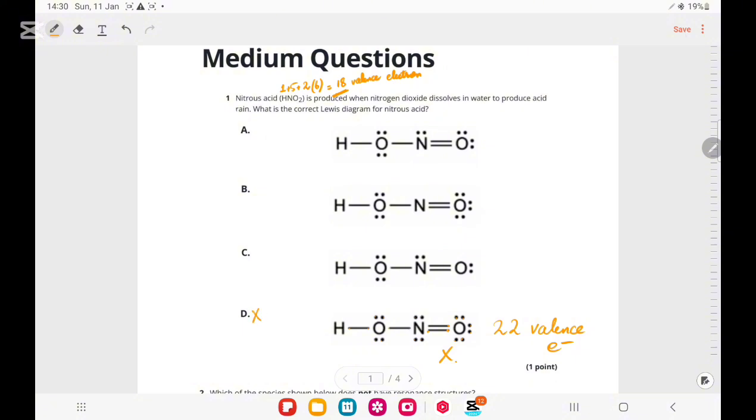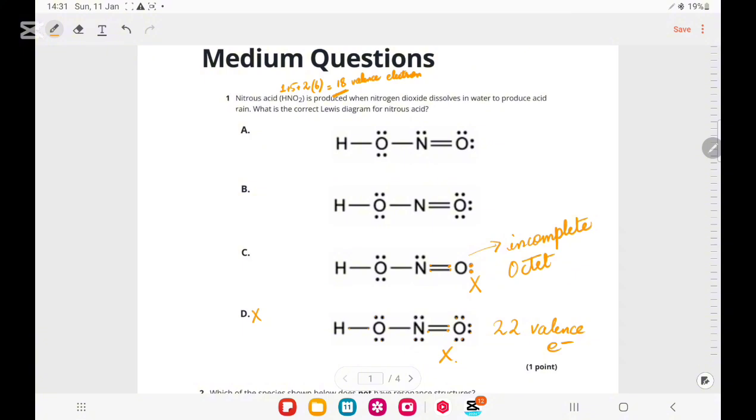Then if we see option C, we are going to see that oxygen here has valence electrons 2, 3, 4, 5, 6. So oxygen is going to have an incomplete octet. Because of the incomplete octet, we are going to say it is not the correct structure.